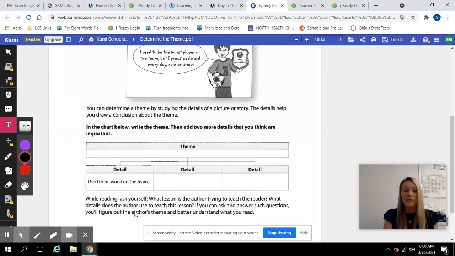So before we do this, while reading, ask yourself, what lesson is the author trying to teach the reader? What details does the author use to teach this lesson? If you can ask and answer such questions, you'll figure out the author's theme and better understand what you read.